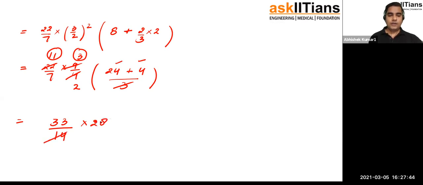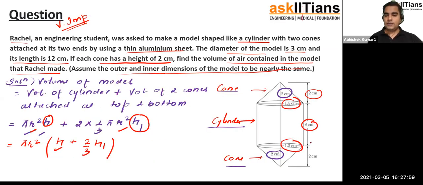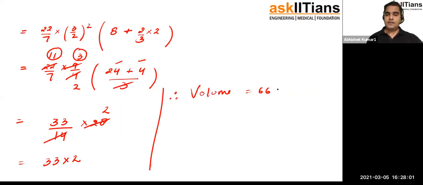So this 28 will get cancelled 2 times. So you have 33 into 2. Clear? And what is 33 into 2? That is equal to 66. Now, what was the unit? The unit provided to us is centimeter. Therefore, the volume is going to be 66 centimeter cube.